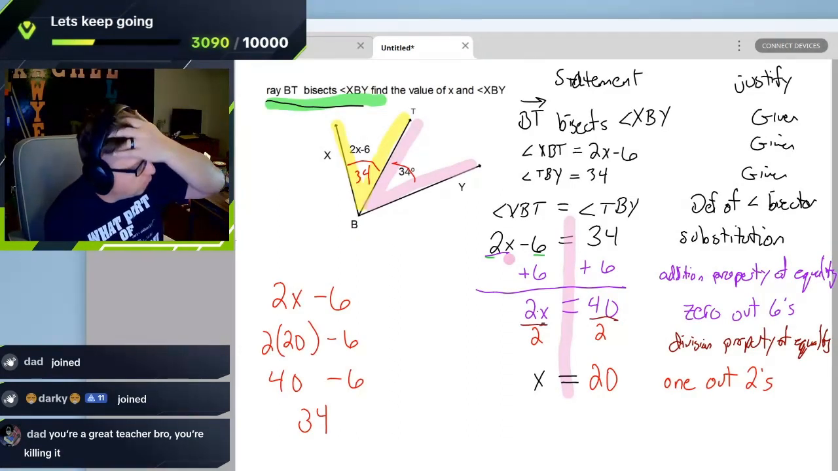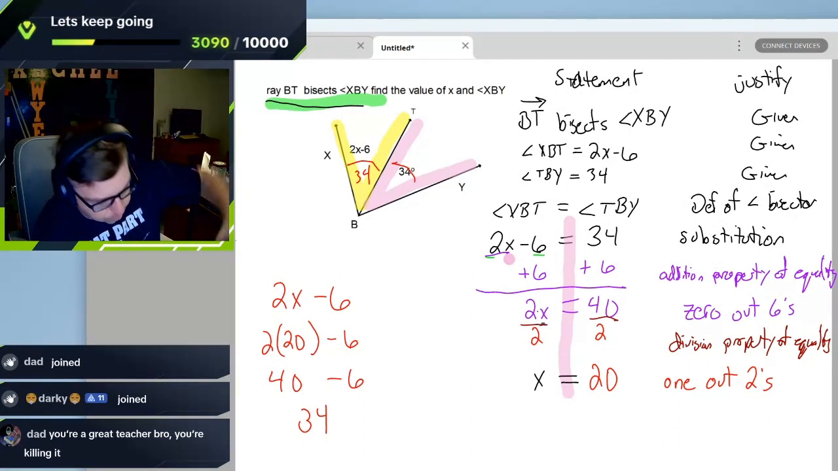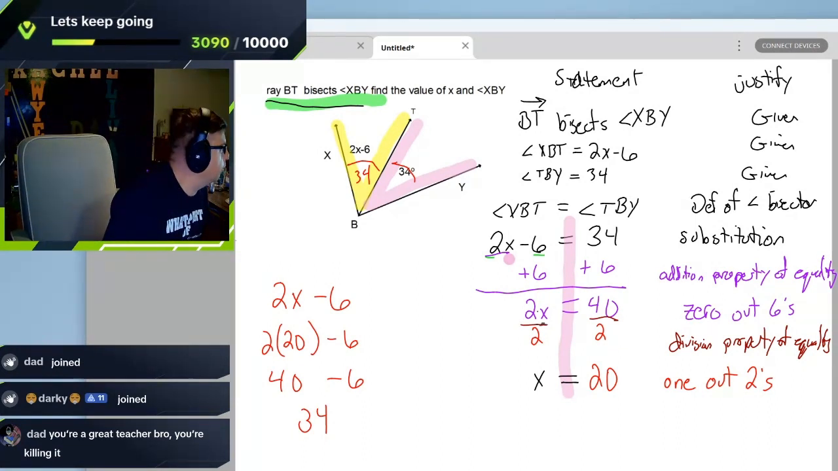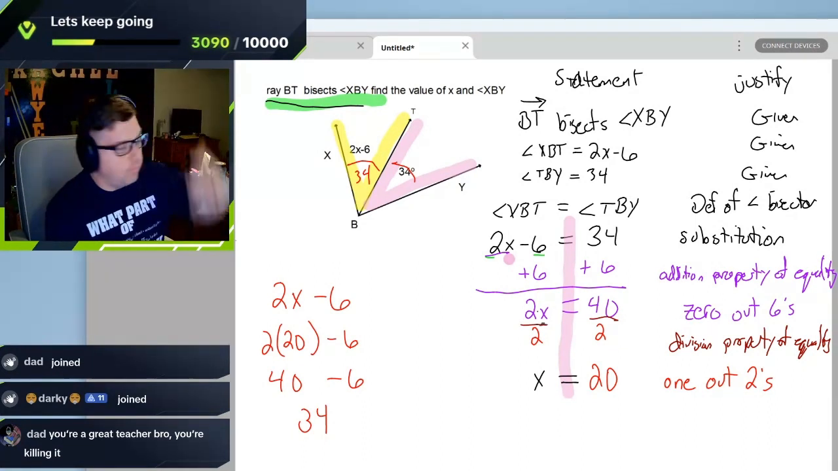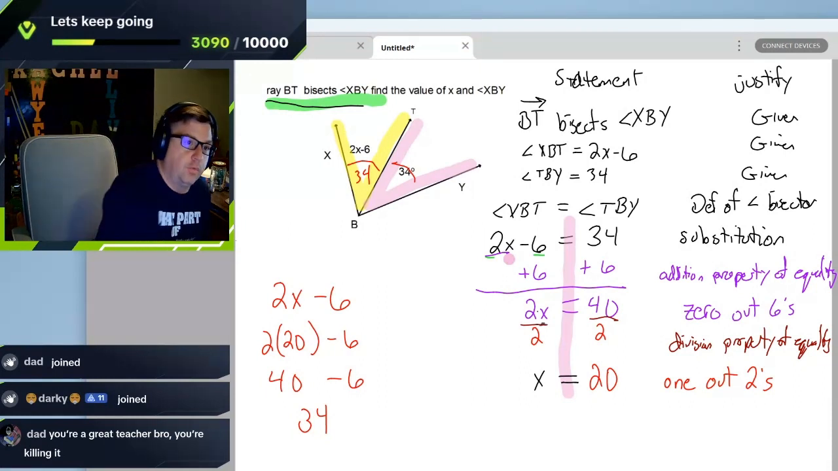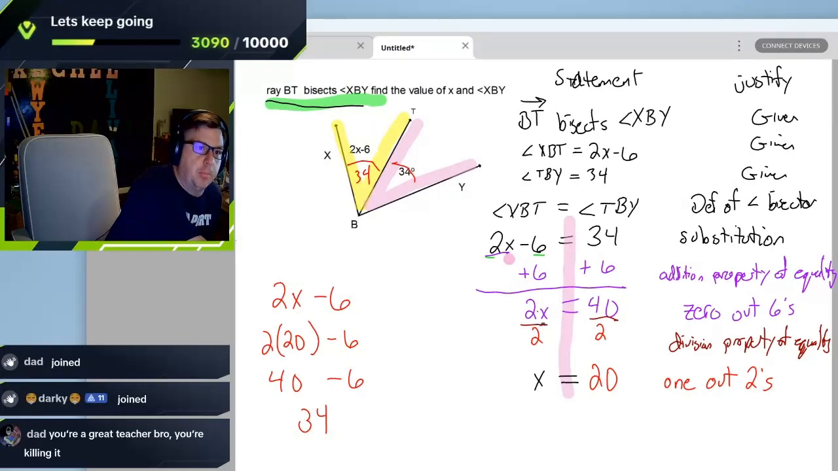All right, so we worked the first one out. And I didn't know how to record. I'm recording now. So follow along, students. But this is the first problem. So we know ray BT bisects angle XBY. So right here, you can see that bisector coming through, and it breaks it into two equal angles. We know the yellow angle is equal to the pink angle. Okay? So keep that in mind.